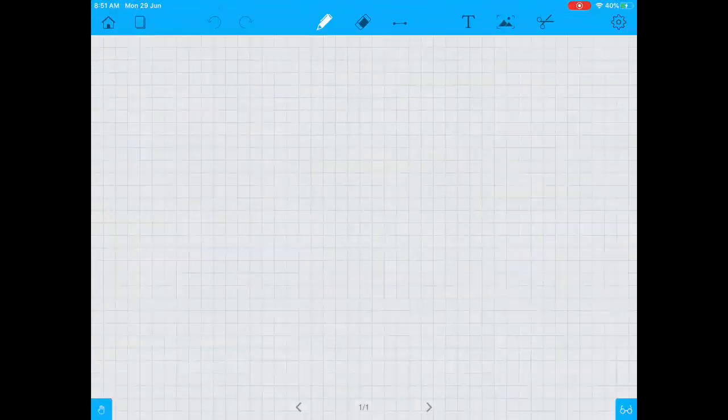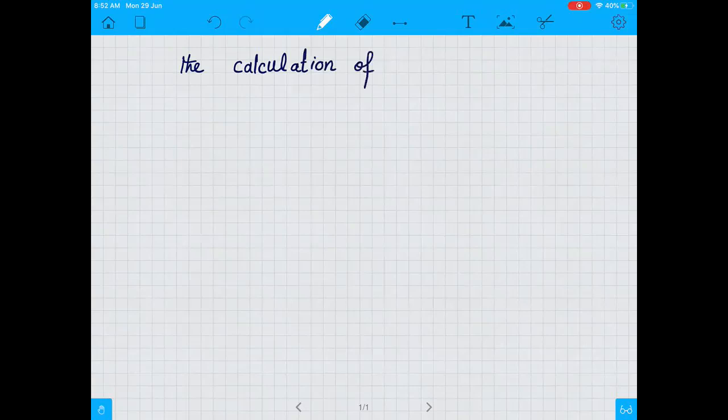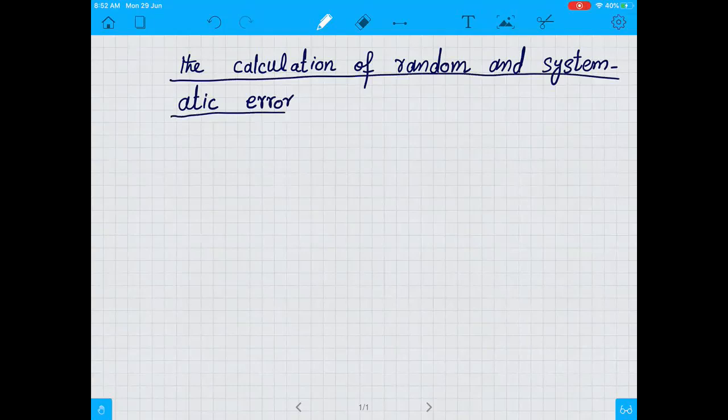Students, today we are going to understand the calculation of random and systematic error. So for today, the topic is calculation of a random error and calculation of a systematic error.